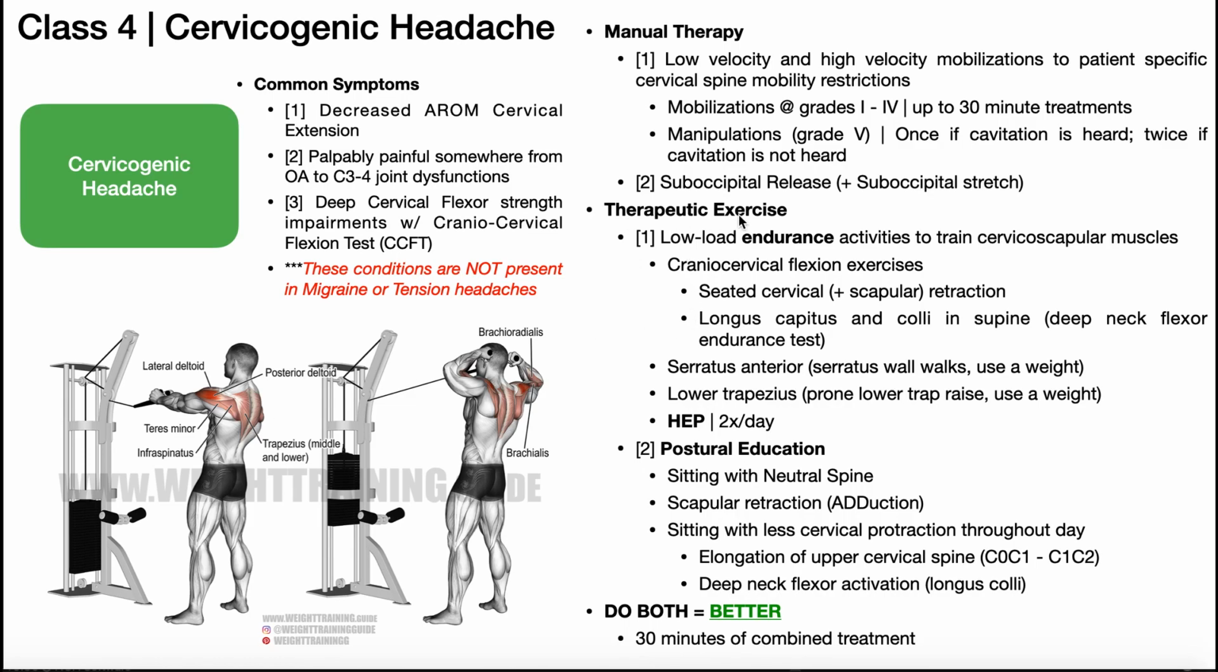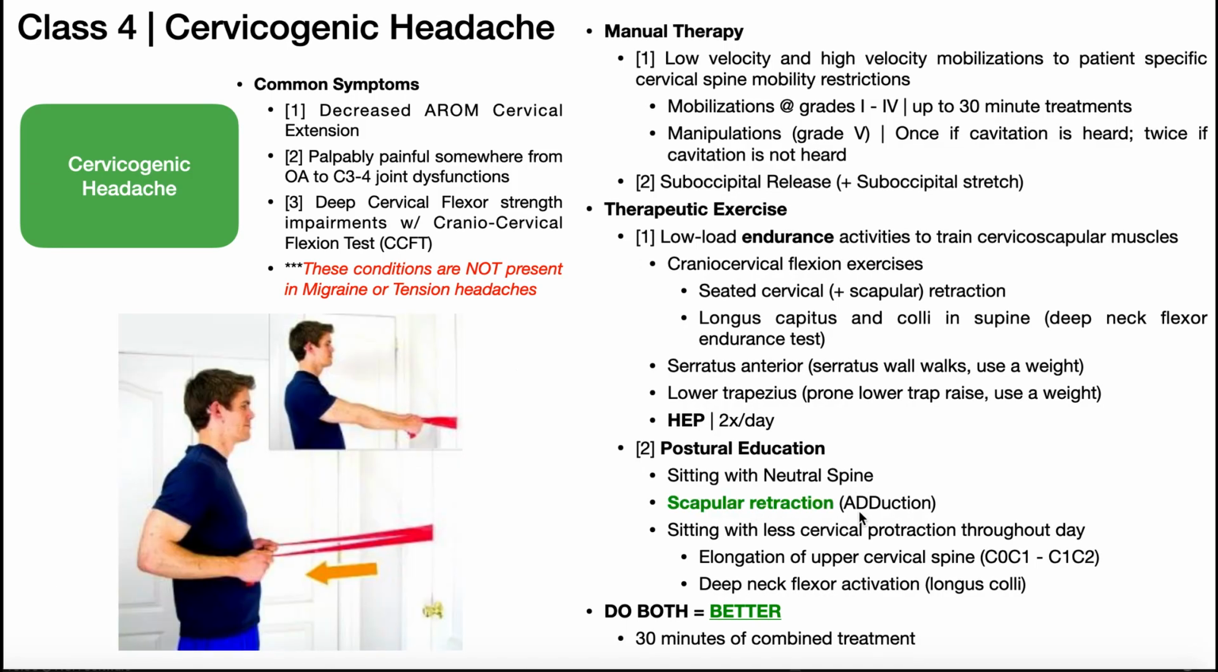Now, just as important as therapeutic exercise is actually the postural education. We want to educate the patient on sitting with a neutral spine. One way we can start doing this is by training scapular retraction, also called scapular adduction. You can do this without a TheraBand. You can really just have them engage the retractors, bring the shoulder blades or the scapulas together, and then you can progress this to using a TheraBand.